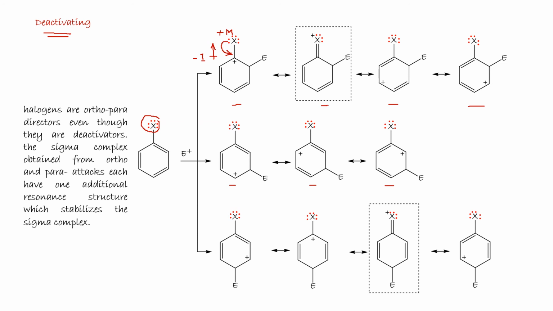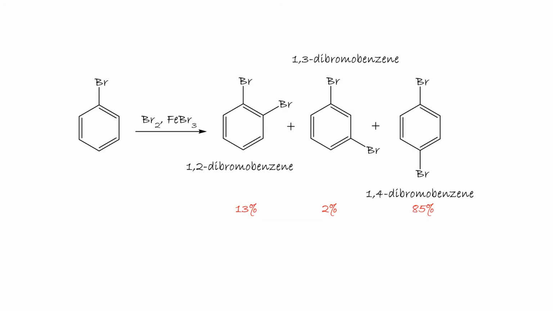So which one is more stable? Ortho and para. But the inductive effect opposes the mesomeric effect, so it will not be activating, it is deactivating. When we have bromobenzene, we add bromine in iron bromide, we get ortho in 13%, we get meta in 2%, we get para in 85%.